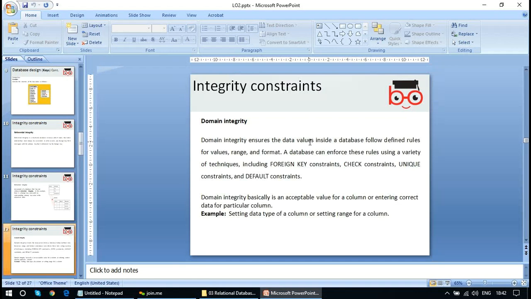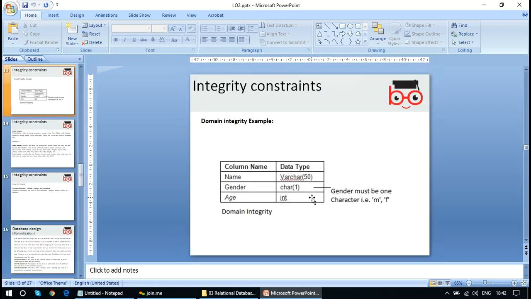Next is the domain integrity. Domain is basically the range of values, applied and explained in advance for particular values. For example, when you say that the column name is name and its data type is varchar 50, then gender must be one character, i.e. male or female. So the name is 50 characters, gender is, let's say, one character only.